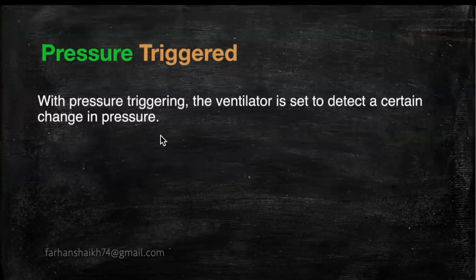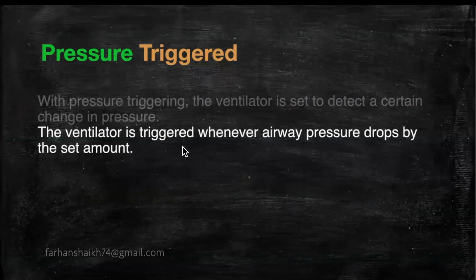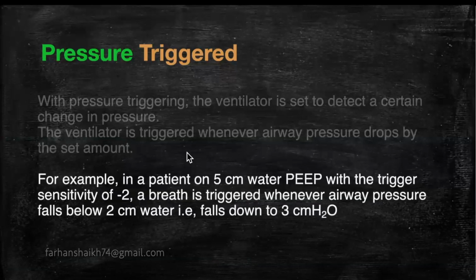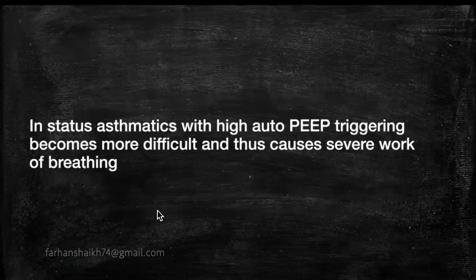Now, pressure triggering means the ventilator is set to detect a certain change in the pressure, and the ventilator will be triggered whenever the airway pressure drops by that set amount. So, for example, if you have a set PEEP of 5, and you have a pressure trigger sensitivity set at -2, then a breath is triggered whenever the airway pressure falls below by 2 centimeters of water, that is, falls down to 3 centimeters of water.